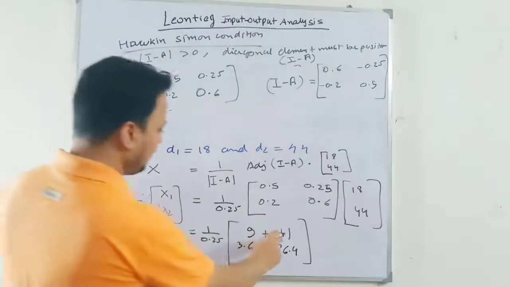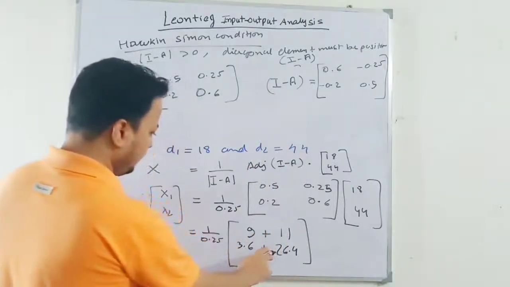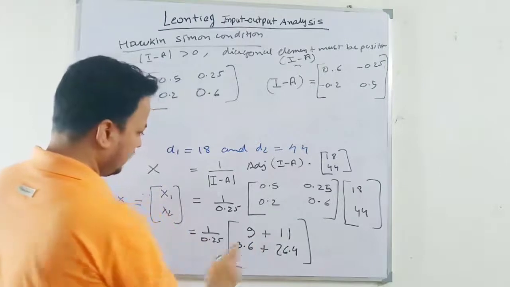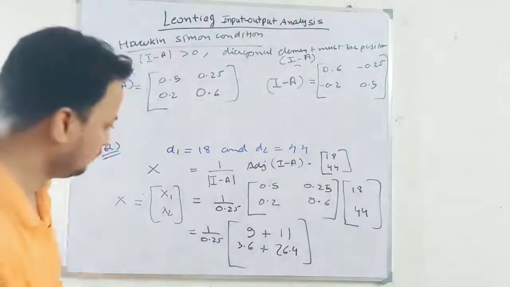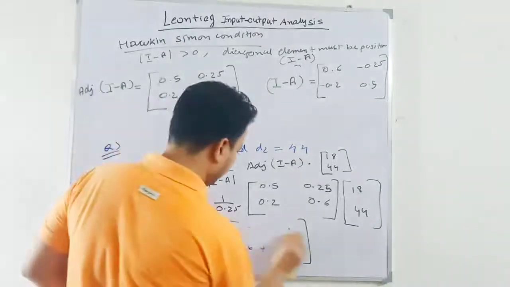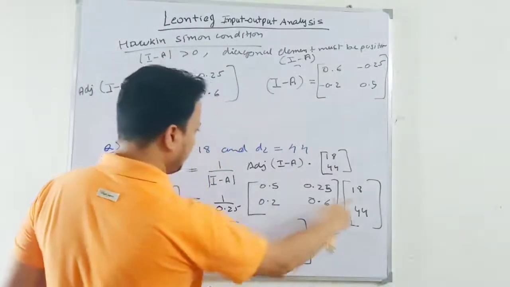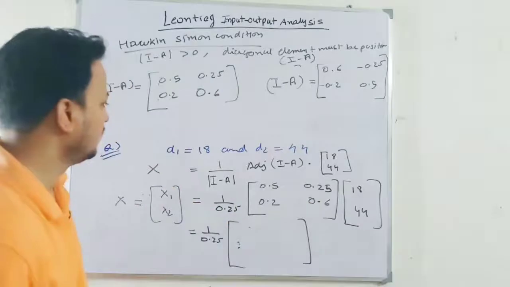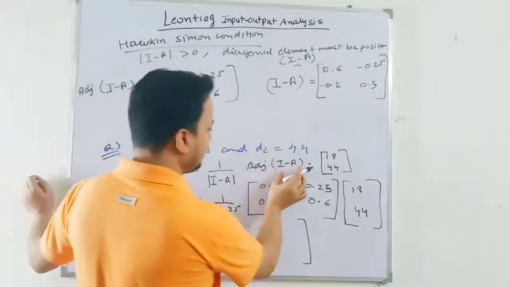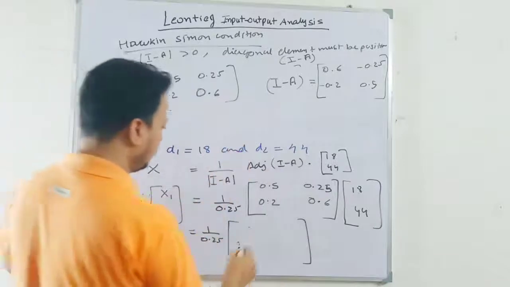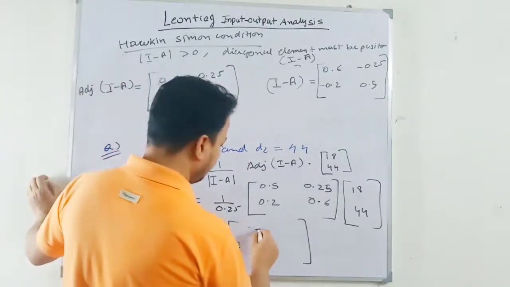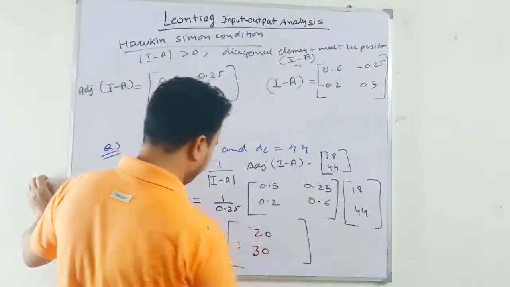So this will be 20 and this is 30. Okay. So I write down that. So you multiply these two. Adjoint of this, I minus A matrix into D, your new demand that is given to you. Okay. So this is 20 and this is 30.